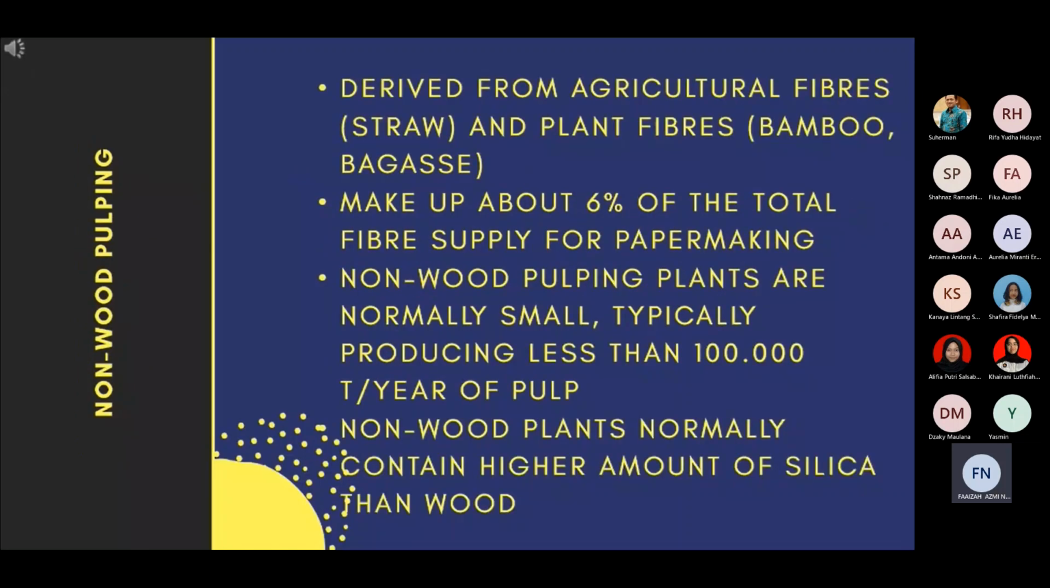And then there's the non-wood pulping process. Non-wood fiber is derived from agricultural fibers such as straw and plant fibers such as bamboo and bagasse. Non-wood pulping makes up about 6% of the total fiber supply for papermaking. Non-wood pulping plants are normally small, typically producing less than 100,000 tons per year of pulp. And non-wood plants normally contain a higher amount of silica than wood.